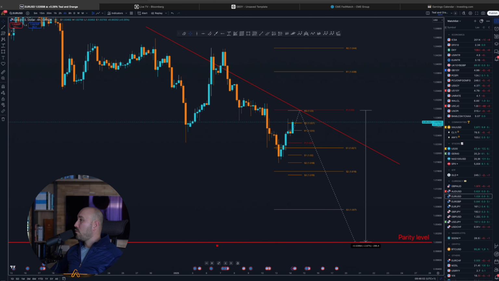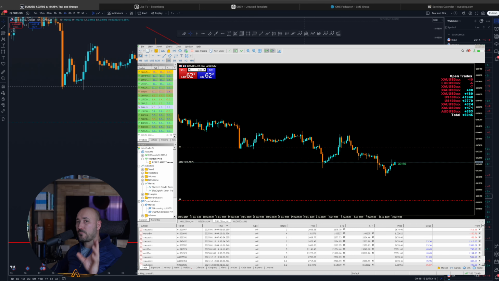Also, you can use Fibonacci from the last swing high to swing low, and you can see that it almost lines up with the 50% Fibonacci level and the 38.2. So my sell zone is going to be around this area, and I'm actually in a position as we speak, entered with the members in Discord.